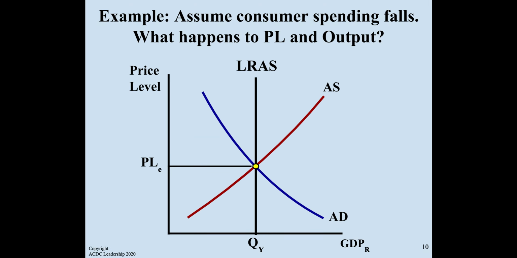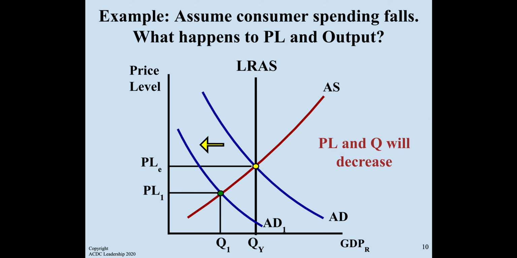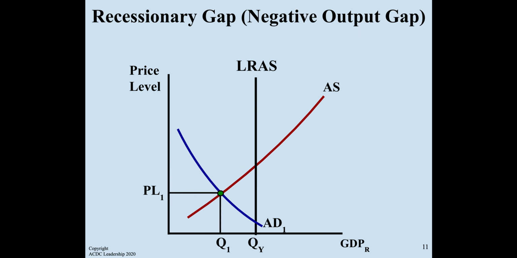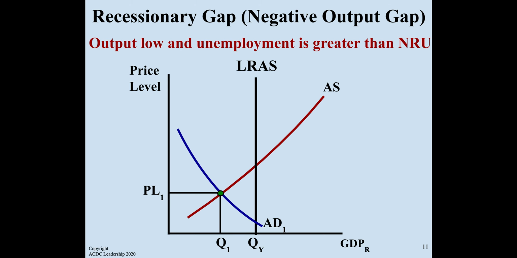We'll assume consumer spending falls. What happens to the price level and the output? Here we have a decrease in aggregate demand, which causes the price level to decrease and the quantity to decrease. This creates a recessionary gap or a negative output gap. Output is low and unemployment is greater than the NRU. So the actual GDP is below the potential GDP.